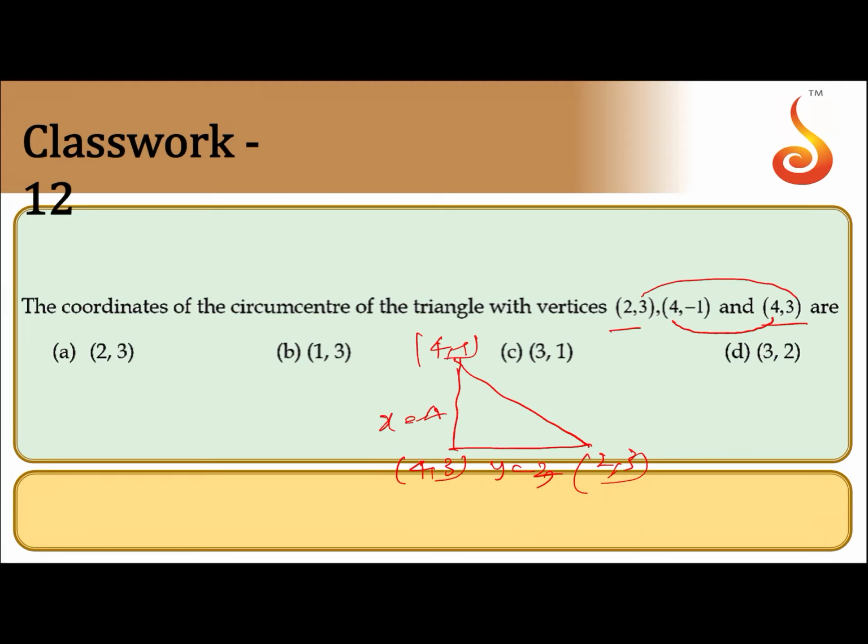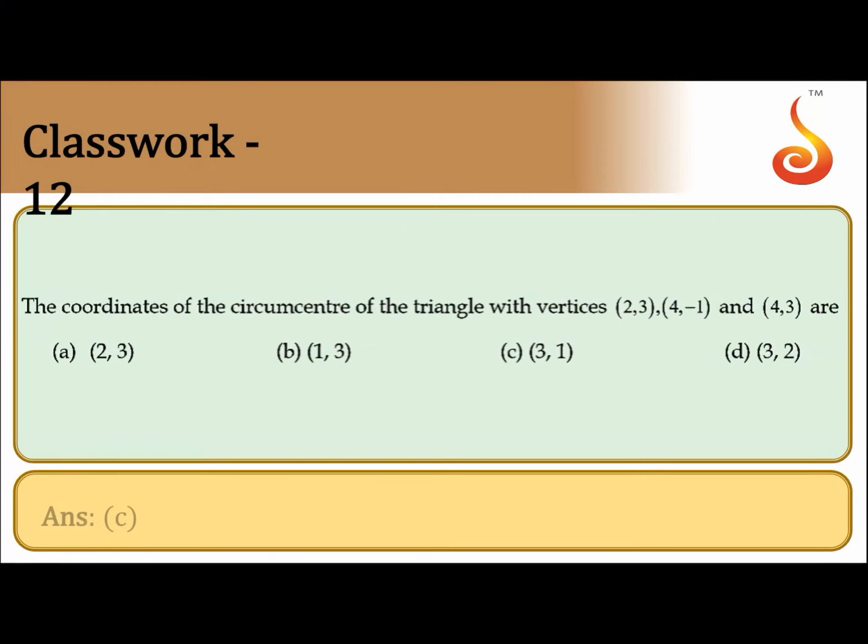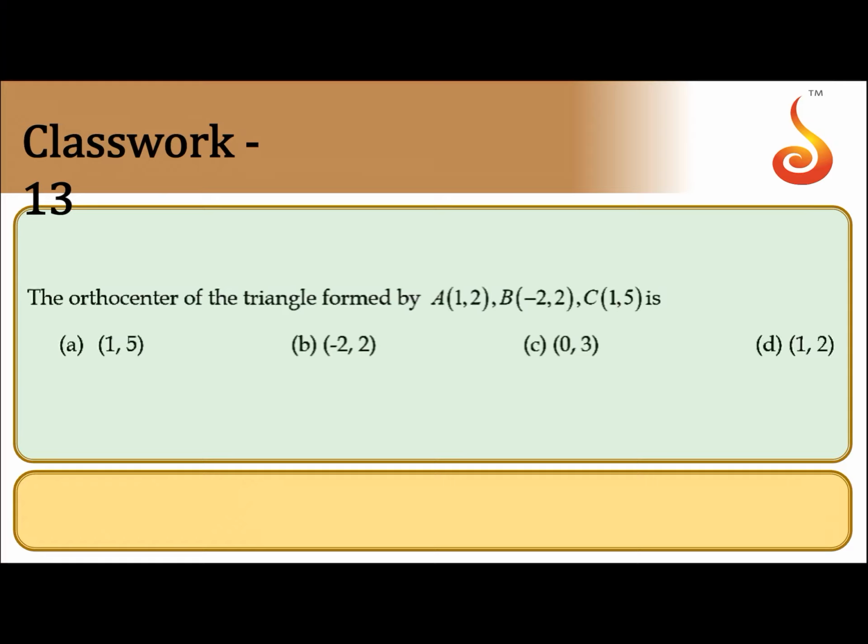So definitely, once it is a right angle triangle, the midpoint of these two will be the circumcenter of the triangle. So the midpoint is nothing but 6 by 2, 3, and 2 by 2, 1. So the answer is C. So (3, 1) will be the answer for the problem. So, check based on the given data, we need to analyze this way.